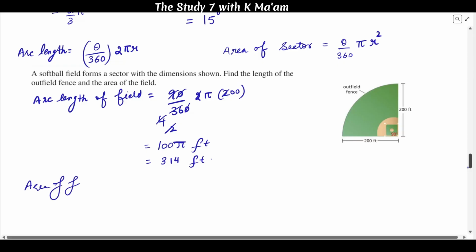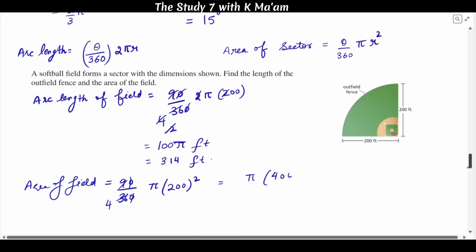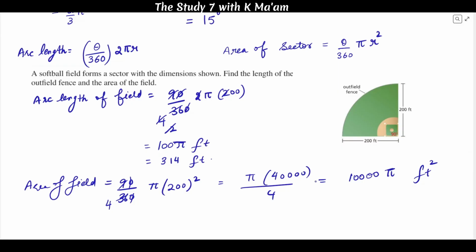Area of the field is equal to 90 over 360 times pi times 200 square. 0 and 0 cancel. 9 4s are 36. So pi 200 square. It's 40000 over 4 also. 4 and 4 cancel. 10,000 times pi feet square. You can leave your answer here or you can multiply with the pi value. Around this, something will be this feet square. Okay, so it's done.